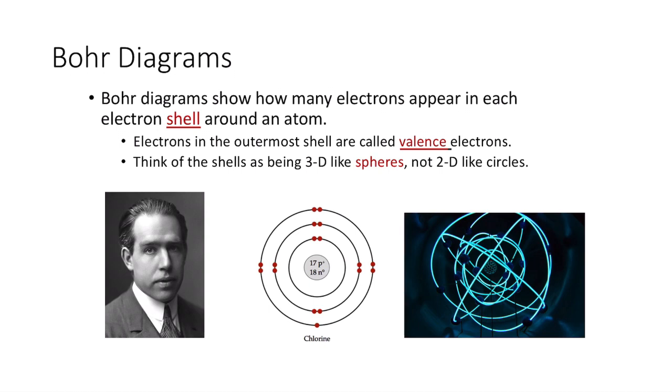So this is an example Bohr model here for chlorine, and you can see that it has 1, 2, 3 shells. The first shell contains 2, the second shell contains 8, and the third shell contains 7, which if you add that up together will give you 17 electrons, which is related to the fact that this is an atom of chlorine, which has 17 protons.